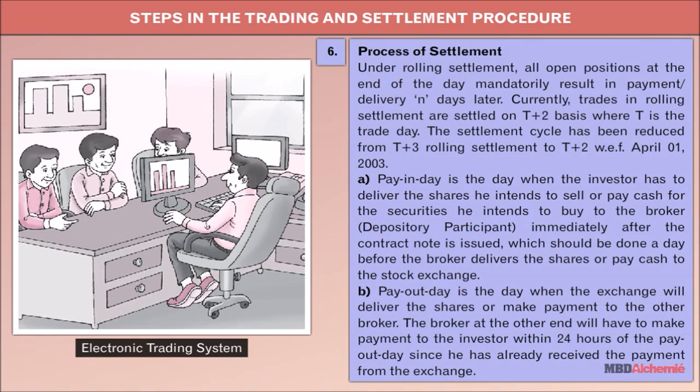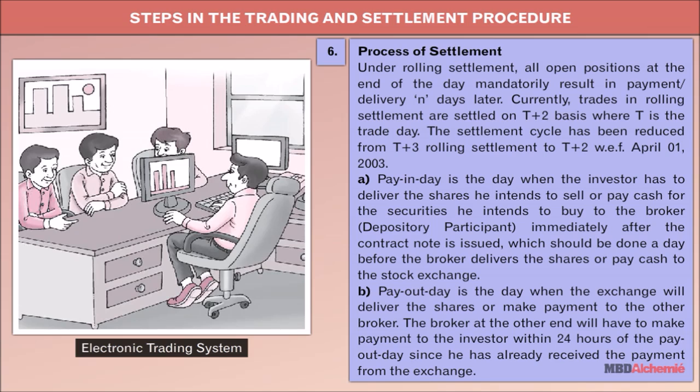Sixth, process of settlement. Under rolling settlement, all open positions at the end of the day mandatorily result in payment or delivery n days later. Currently, trades in rolling settlement are settled on a T+2 basis, where T is the trade day. The settlement cycle has been reduced from T+3 rolling settlement to T+2 with effect from April 1, 2003.